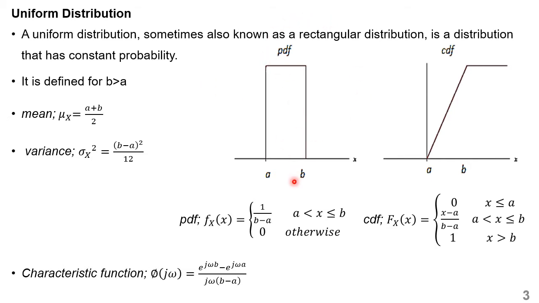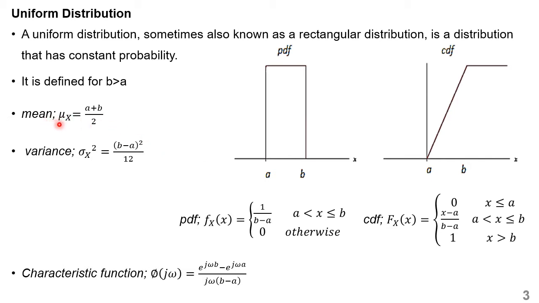If you look at the PDF, in the range A to B it has a constant value, and the PDF is shown here. When you integrate a PDF which is rectangular in nature, you should get a ramp. Then beyond that, you have a constant value. So it is defined for all values of B which is greater than A.